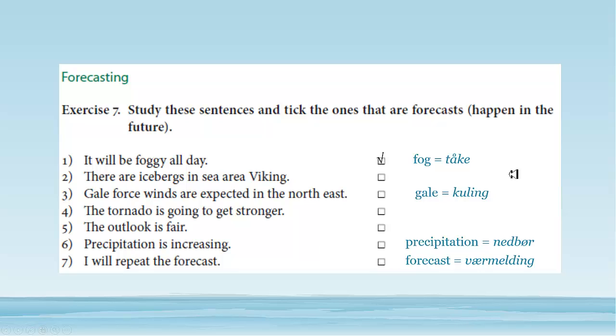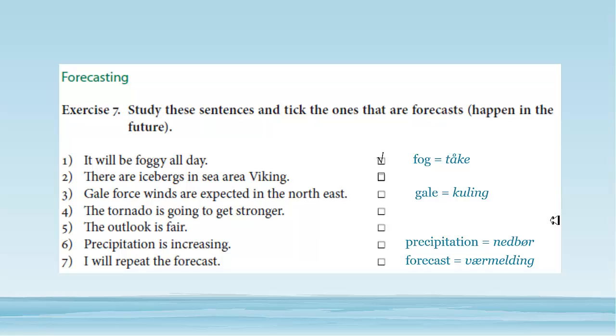There are icebergs in sea area Viking. When they're saying sea area, the Met Office, when they're giving their weather forecast, the shipping forecast, they're referring to the different shipping areas around Great Britain, so you sort of have to know what they are. But yes, one of them is called Viking, so that's what they're referring to, sea area Viking. There are icebergs. That sounds like a fact they're talking about, so no, that is not a weather forecast.